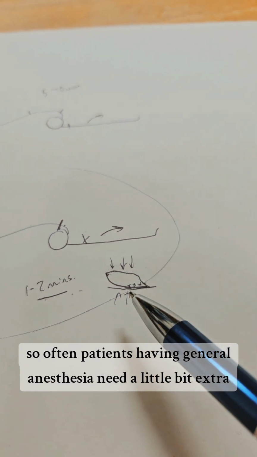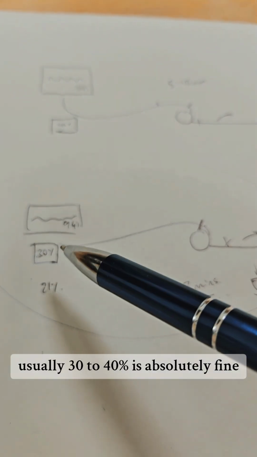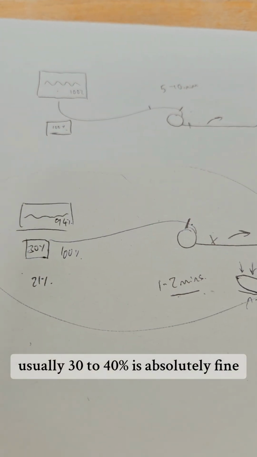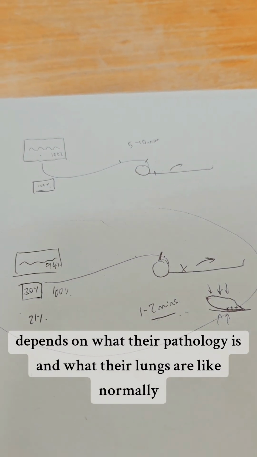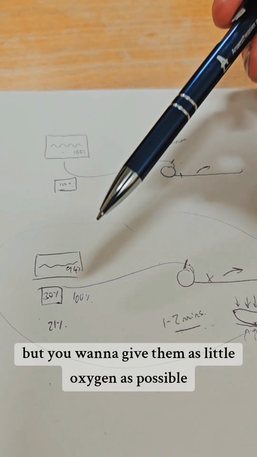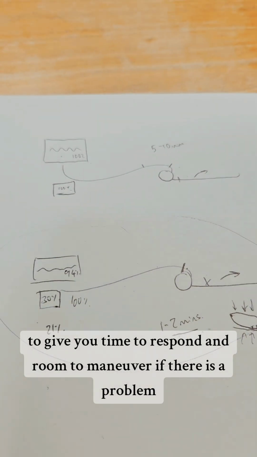So often, patients having general anaesthesia need a little bit extra. And usually 30 to 40% is absolutely fine. Obviously, that's going to depend on the patient, depends on what their pathology is and what their lungs are like normally. But you want to give them as little oxygen as possible to give you time to respond and room to maneuver if there is a problem.